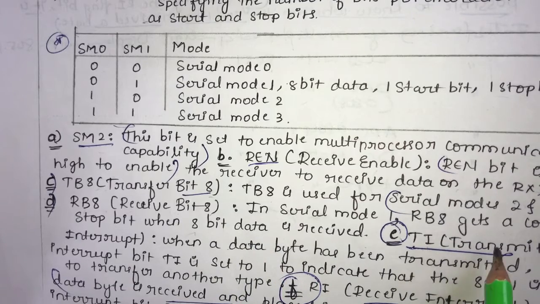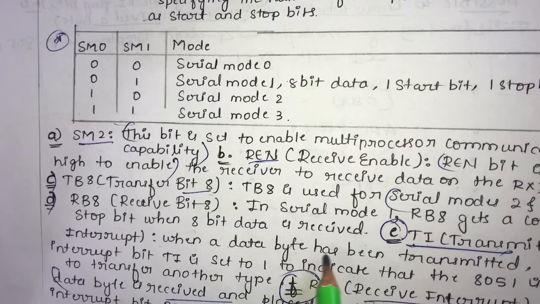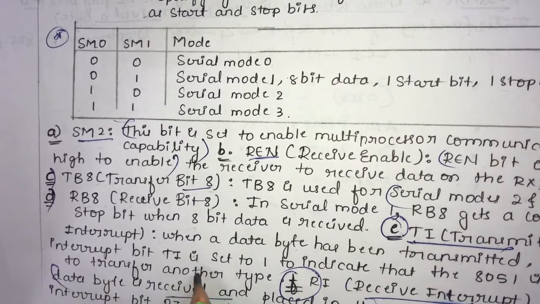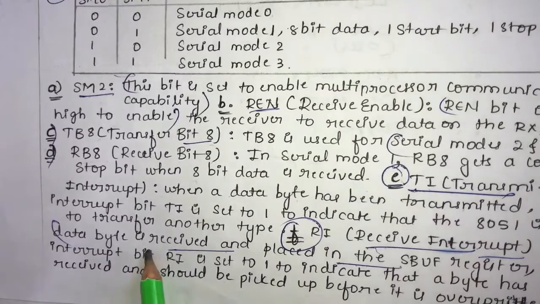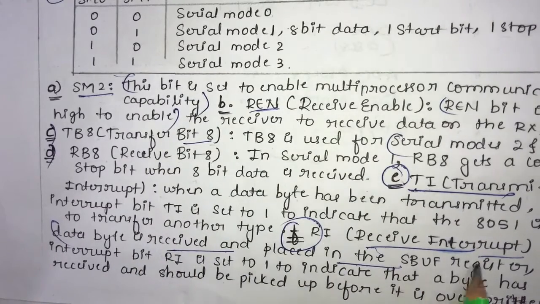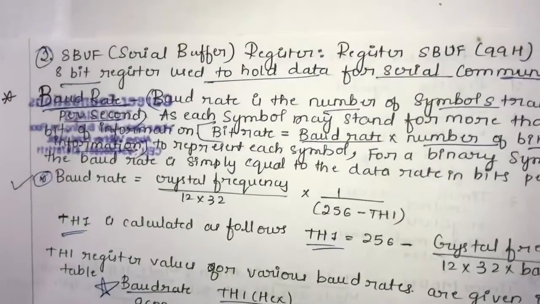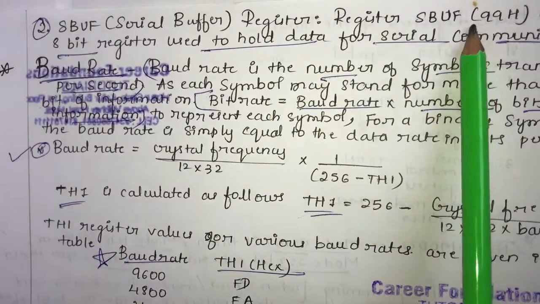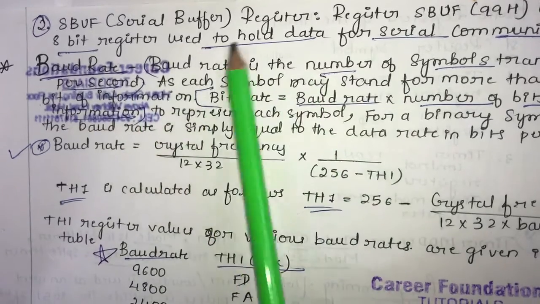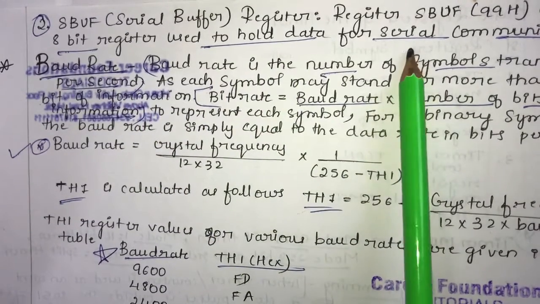And we have TI, very important, the transmit interrupt. When the data byte has been transmitted, the interrupt bit TI is set to 1. It indicates that the 8051 is ready to transfer another byte. And we have RI, the receive interrupt. If a data byte is received and placed in the SBUF register, the interrupt bit RI is set to 1 to indicate that a byte has been received. And we have SBUF, the serial buffer register. 99H is the address. It's an 8-bit register used to hold the data for serial communication.